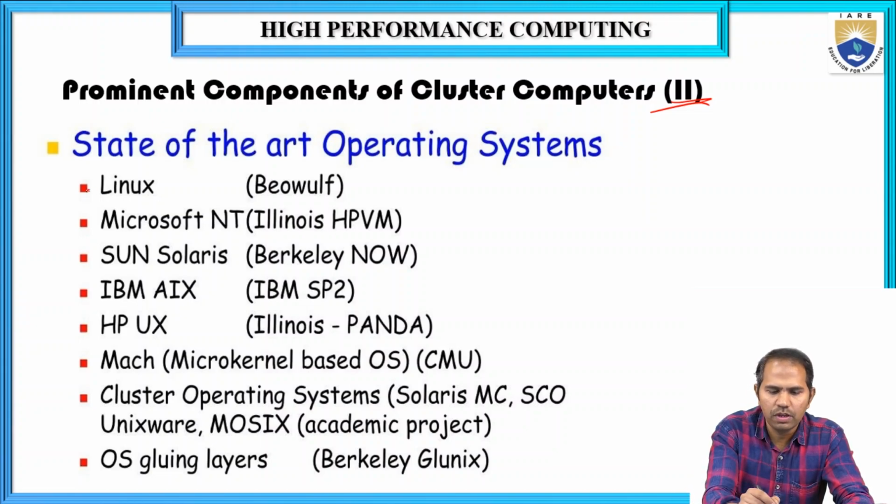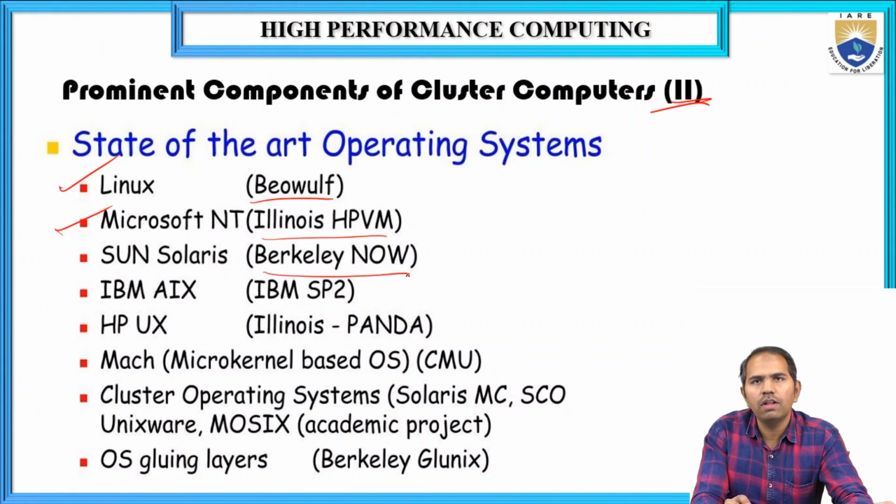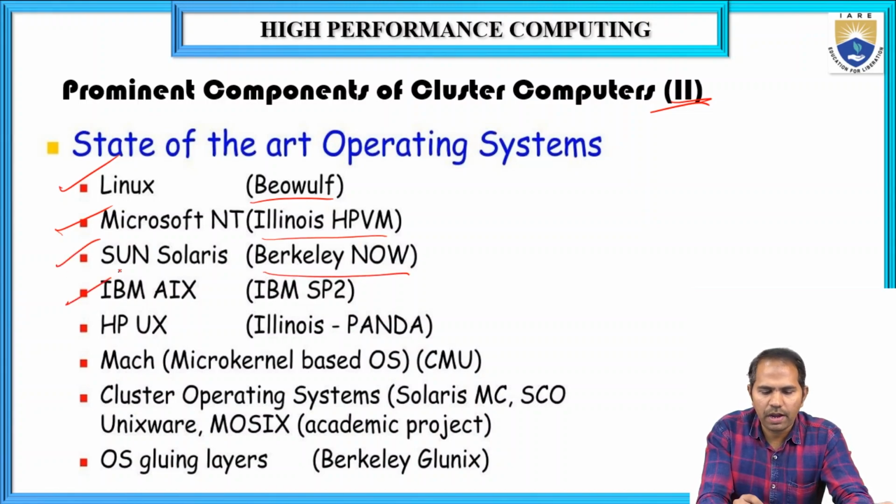In case you use Linux, then this is the system we use, and then Microsoft NT. This is the Illness HP VM virtual machines. Then Sun Solaris, which is used at Berkeley NOW. Another one, IBM AIX, that is used in the IBM SP2, Service Pack 2. And then these are the other systems, the Unix environment, Illness Panda.